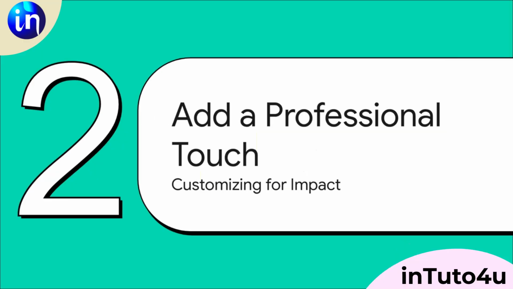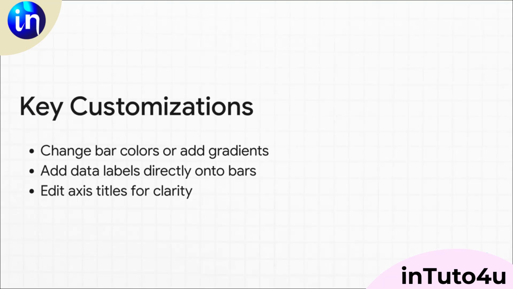Okay, time to add that professional touch. This is where we start customizing to get real clarity and impact. You'd be amazed at what a few small changes can do. Think about it. You can change the bar colors, maybe make them match your company's branding, or even use a nice gradient. You can add the numbers right onto the bars themselves, so your audience isn't squinting and trying to guess the values. And of course, editing the axis titles to be super clear. That gets rid of any confusion.